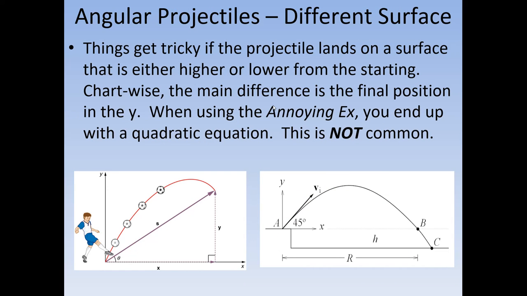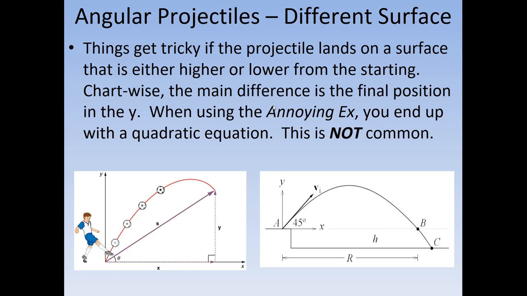It's going to be very common that instead of dealing with a symmetric projectile, you might actually deal with an asymmetric projectile. Honestly, nothing really changes. The only difference is that we won't have the final position in the y being 0. It'll be some other number, or the initial position in the y is going to be some number. It honestly doesn't change much, and for the most part, it ends up being tackled the same way. The only thing you have to be careful about is that there's a good chance you might end up with a quadratic equation when you try to use the annoying x.